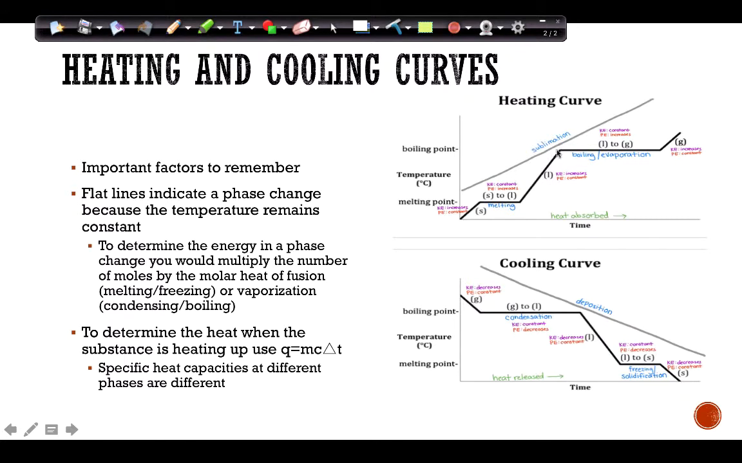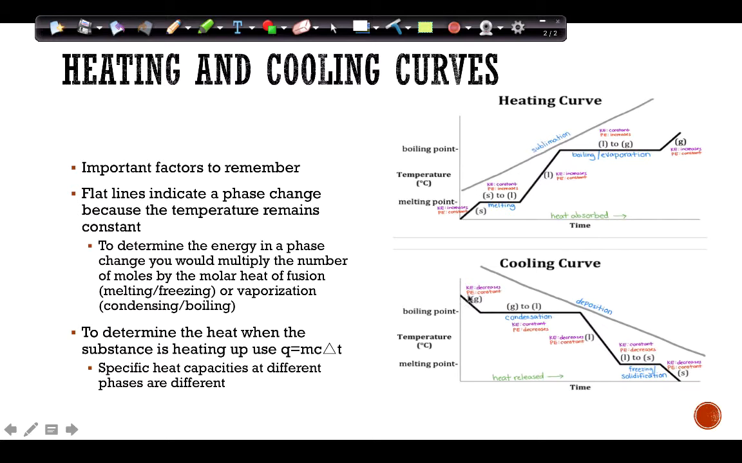So that means it is a phase change, so I'm going to be boiling that substance at that temperature. Once I boil all of my liquid, I'm going to have a gas, and then I can start to increase the temperature again at that point.